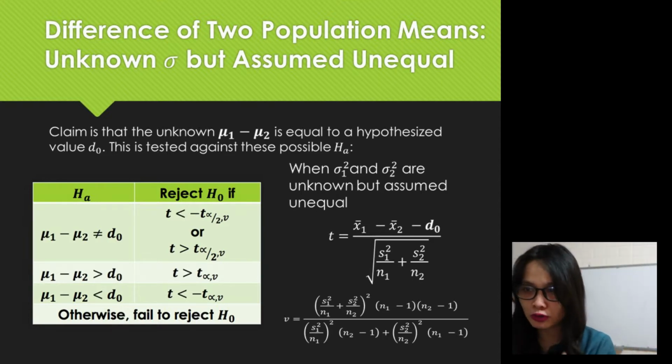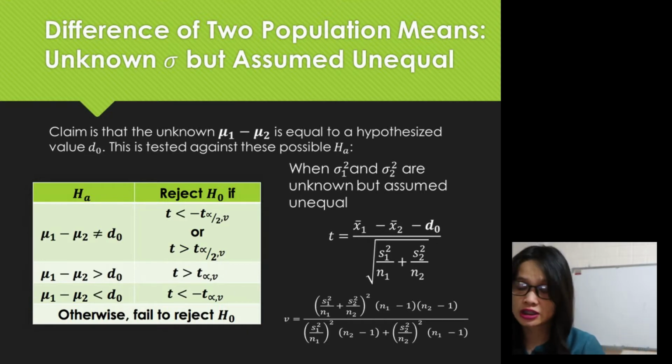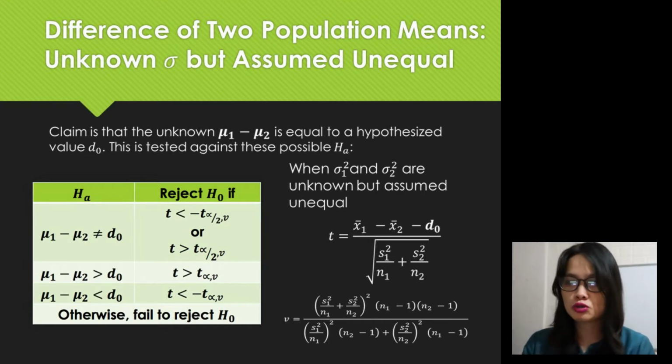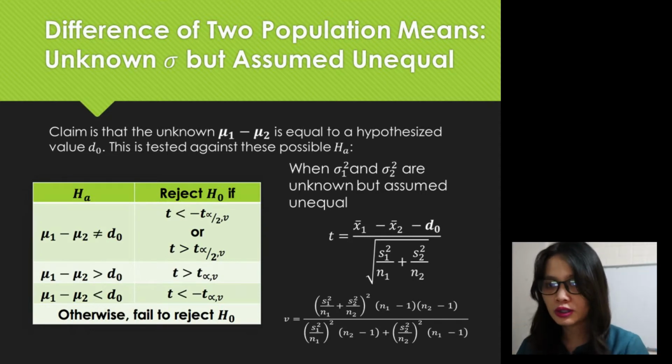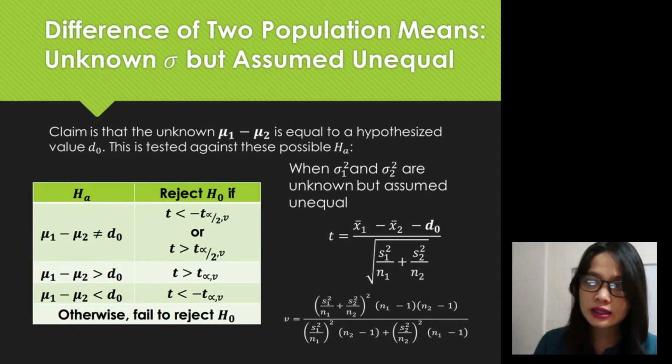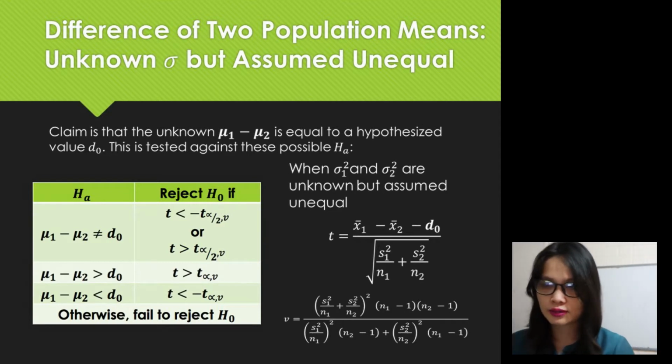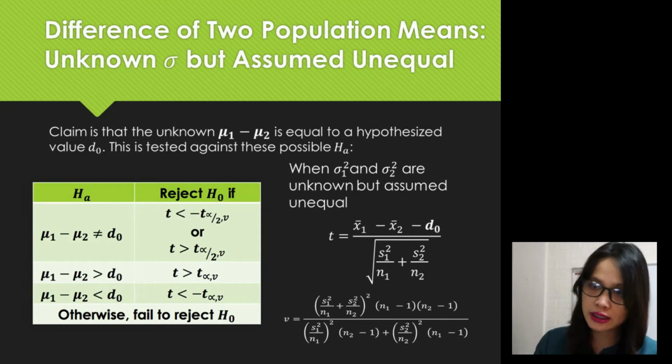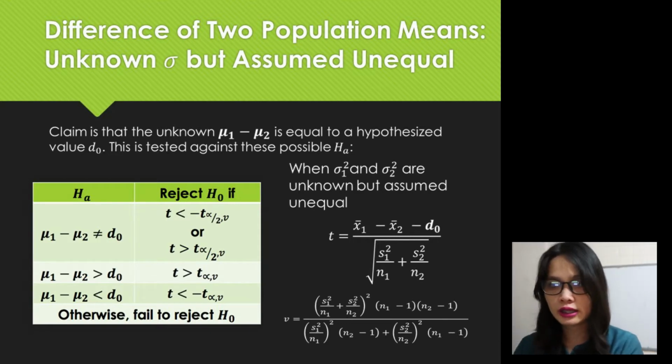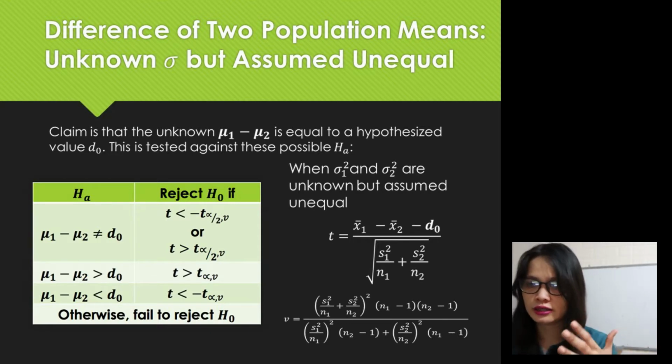So take note of the possible alternative hypotheses. Number 1, mu 1 minus mu 2. For the alternative hypothesis, mu 1 minus mu 2 is not equal to d sub O. Reject HO if t is less than negative t alpha over 2 with your df, or the other one, t is greater than t alpha over 2 with df. The df refers to degrees of freedom.